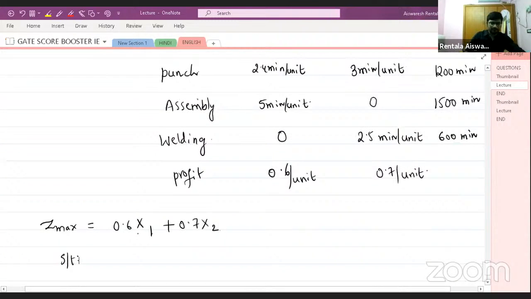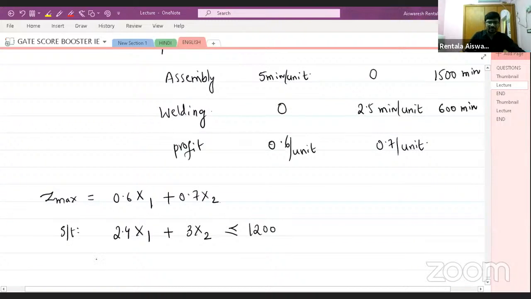2.4 x1. So 2.4 minutes are required for 1 unit, and x1 is the number of units, so this is the total punch press time for product A. Plus, similarly, the total punch press time for product B. This summation should be less than or equal to 1200, right?